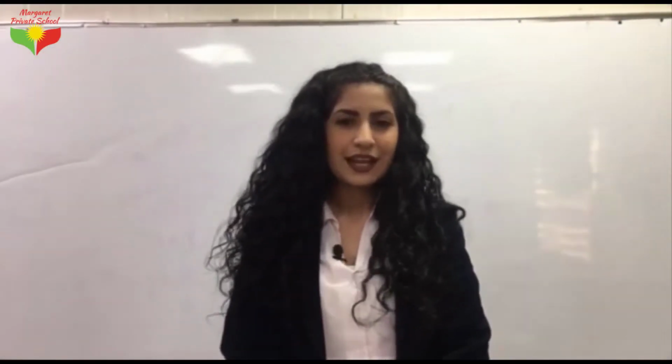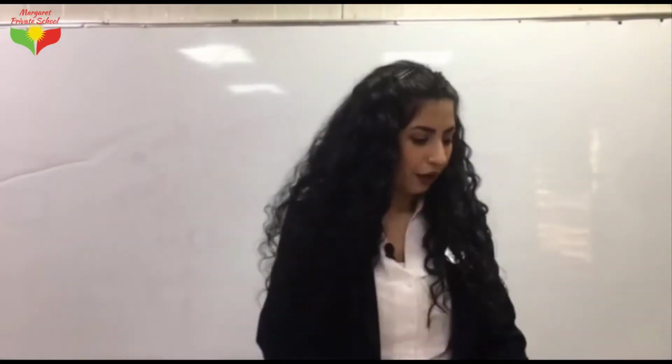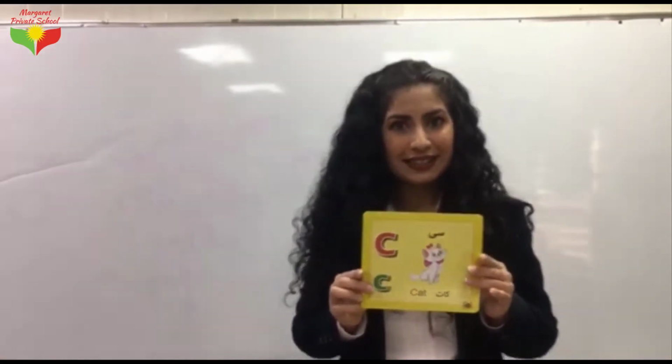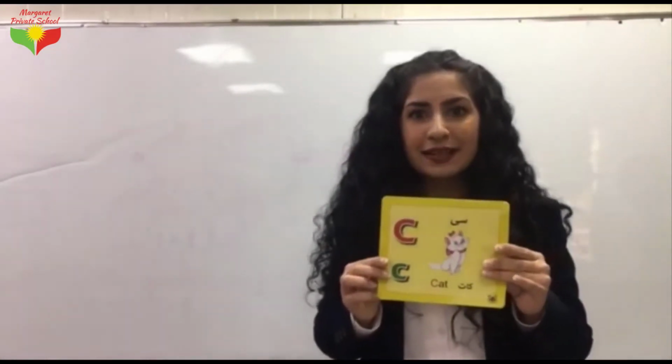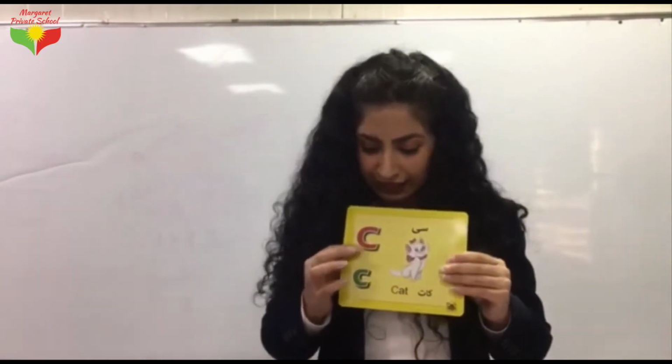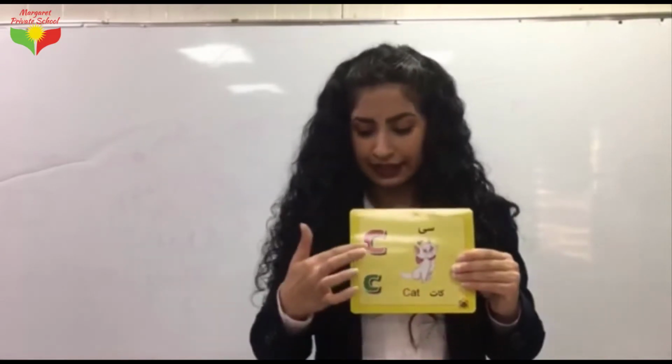Dear kids, now let's make a quick review. Okay, what letter is this? Is it letter D? No, it isn't. This is letter C. Capital C, small c. And the sound of letter C is K. The sound of letter C is K. K, K, cat.